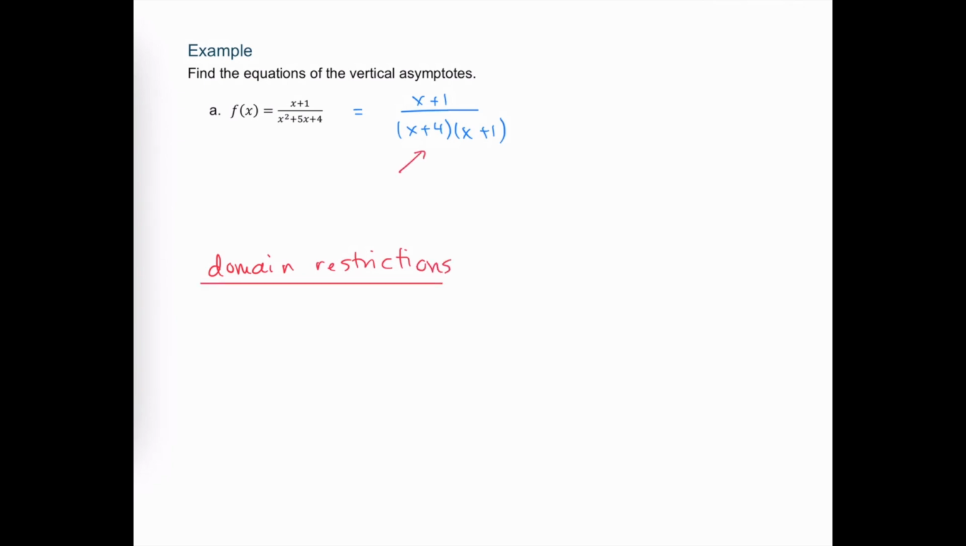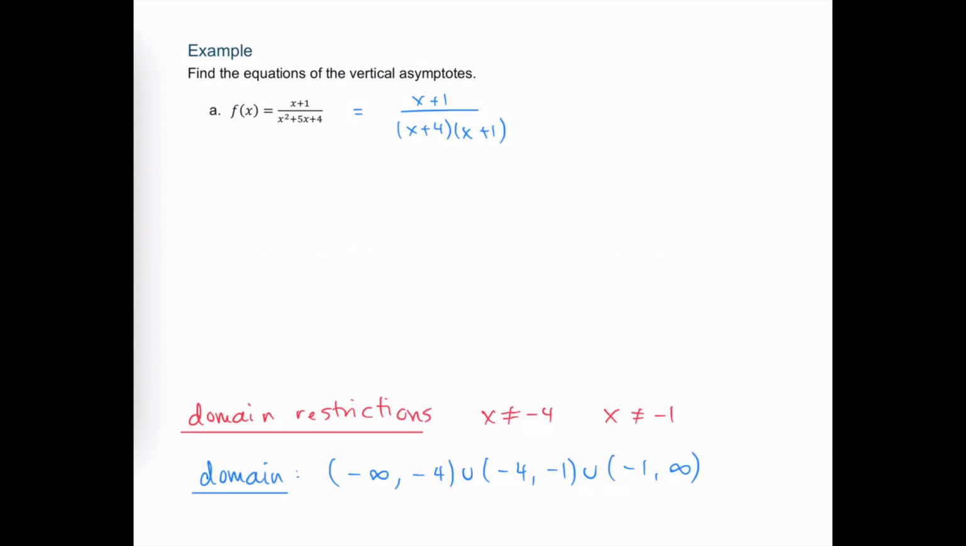We see that x cannot be equal to -4 and x cannot be equal to -1. Both of these values would cause the output to be undefined, and therefore they are both domain restrictions. If we were asked to find the domain in interval notation, we would start at -infinity and go to -4, leave out -4 and continue to -1, leave out -1 and then continue on to positive infinity.